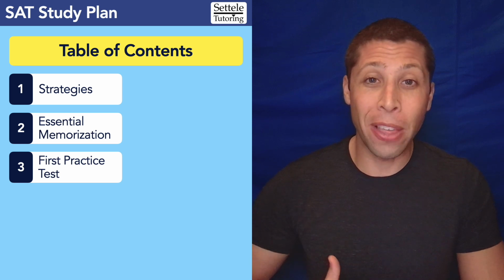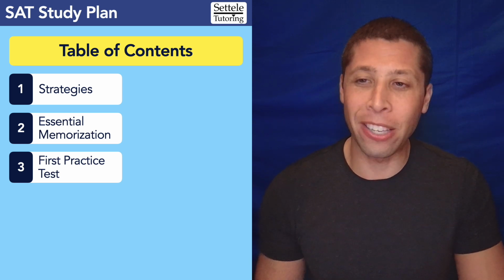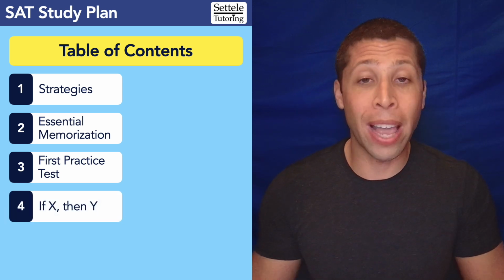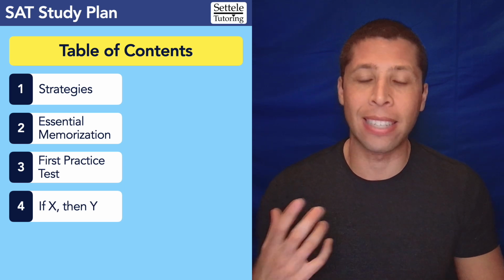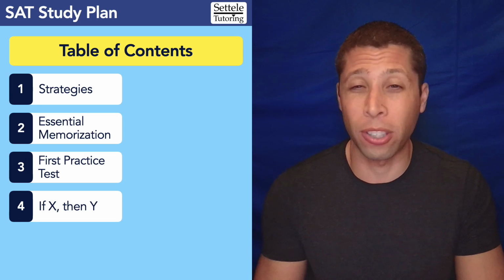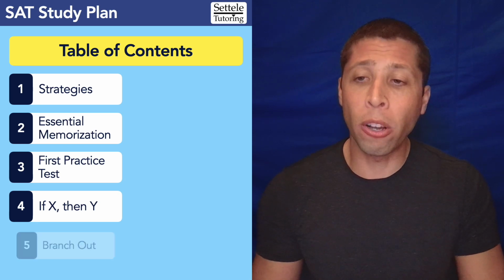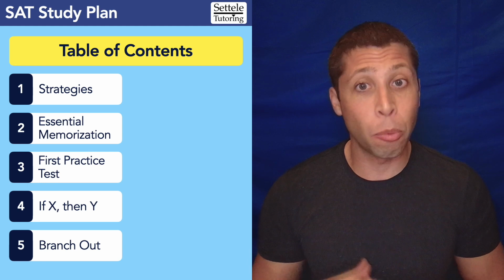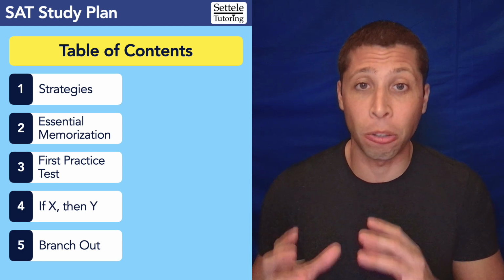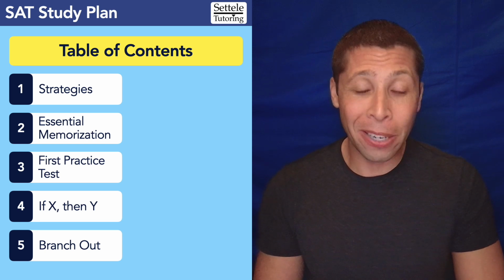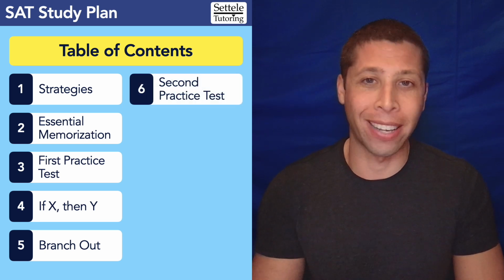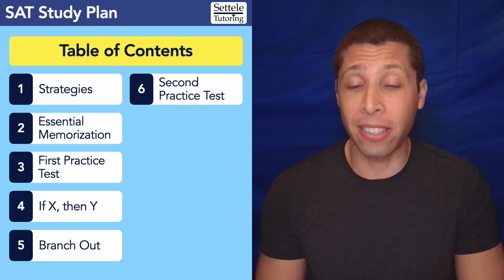We will, of course, have things that we still need to learn to continue to improve. So we're going to do a little bit of if X, then Y thinking. This is about making good reflexes and habits as we see different types of questions and things on the exam. We're also going to branch out into other topics, more obscure topics beyond the essential memorization ones that we started with in step 2. Then by then, hopefully, we've got enough to take our second practice test, and this is where we want to start really seeing score improvement.